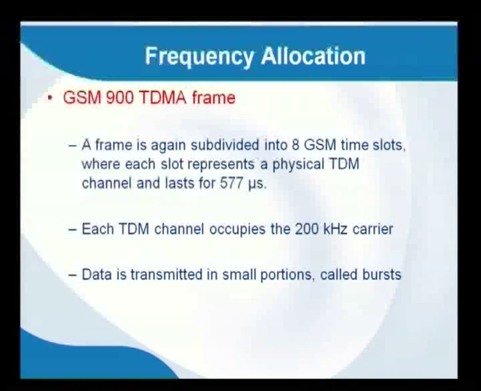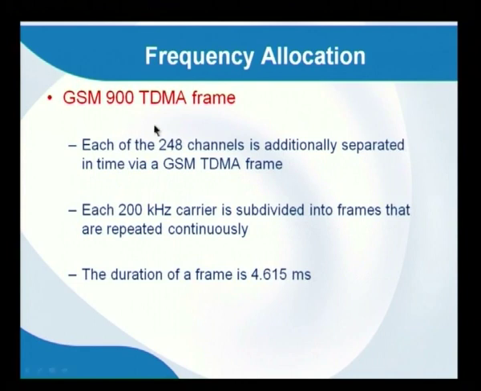Data is transmitted in small portions called bursts. In a GSM network, the users are sending their data in terms of small bursts. Individual bursts have their own frequency as well as their own time slot. In total, including all the uplink and downlink channels, we have 248 channels. These 248 channels are additionally separated in time using the GSM TDMA frame. Each 200 kHz carrier is subdivided into frames that are repeated continuously in the timeline. The duration of an individual frame is 4.615 milliseconds.